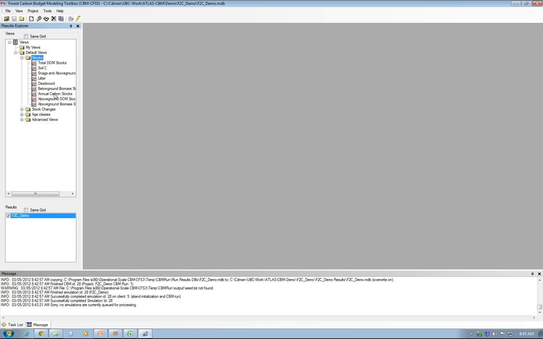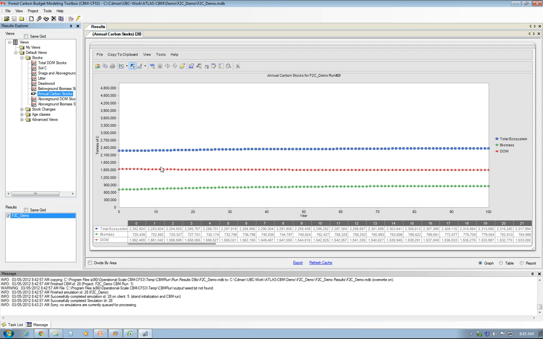which are annual carbon stocks. Now this is a pretty handy graph to look at. So you see the simulation ran for 100 years. I have total ecosystem, biomass, and DOM. And one of the graphs that is really handy to look at, to make sure that the simulation has been run properly, is the area that has been disturbed.